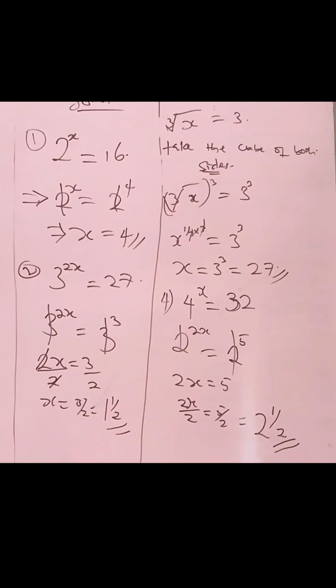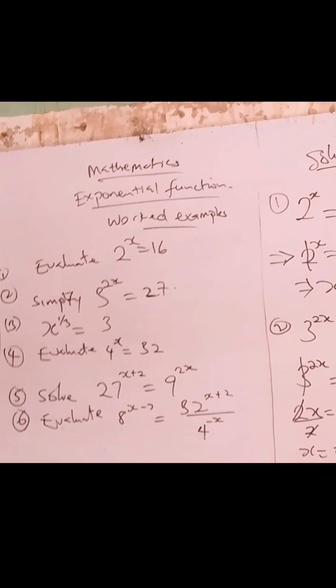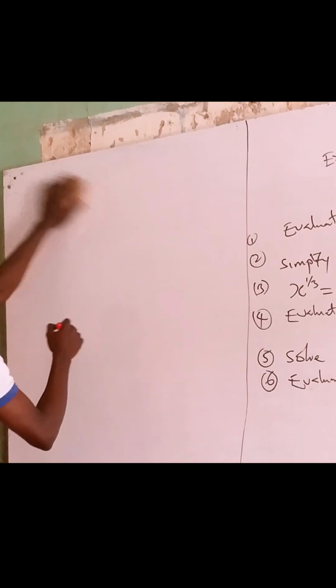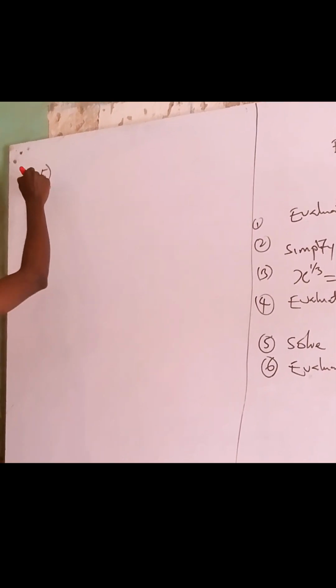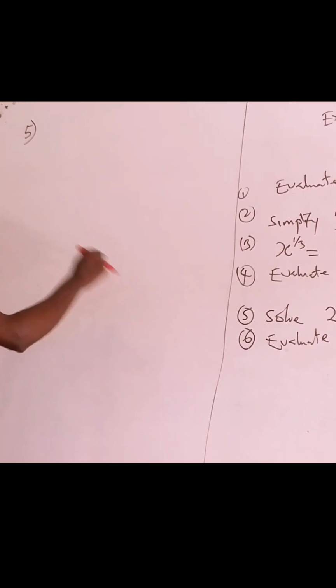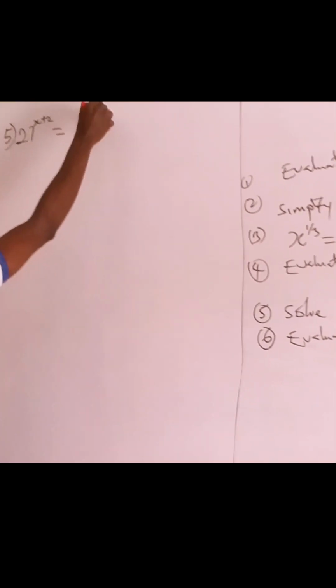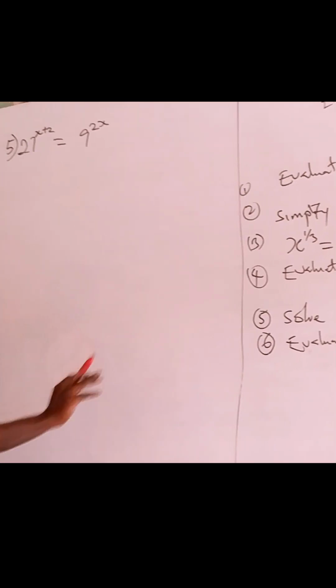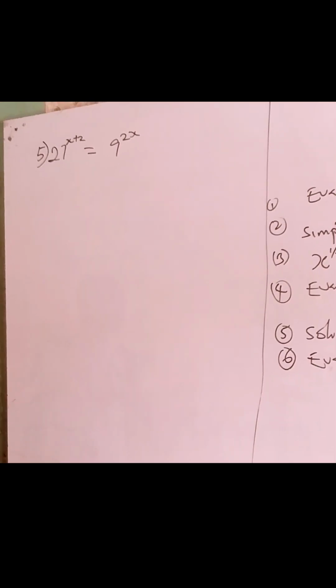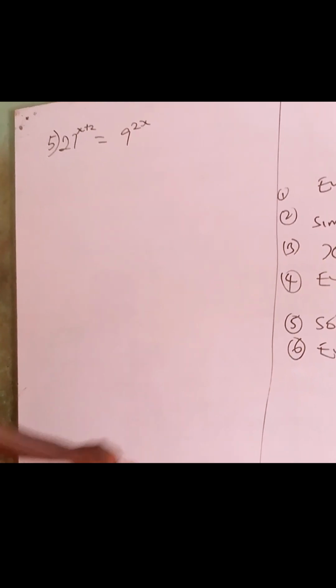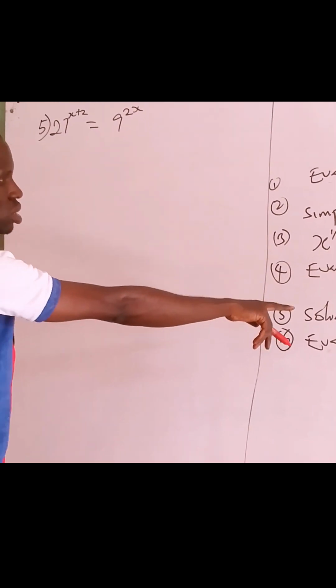Now let's solve number 5 and number 6. Number 5: we have 27 raised to the power of x plus 2 equal to 9 raised to the power of 2x. We are committed to using the same approach. Make the base the same. We've done it for 27 before.